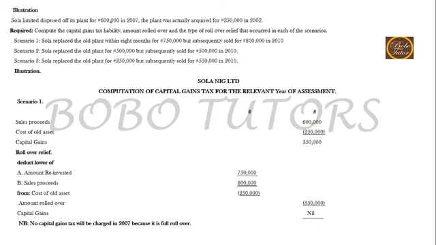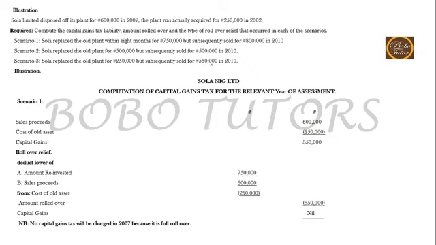Shola replaced the old plant for 500,000 but subsequently sold for 500,000 in 2010. Shola replaced the old plant for 250,000 but subsequently sold for 550,000 in 2010. So this is scenario 1, 2, and 3. Now let's solve scenario 1.